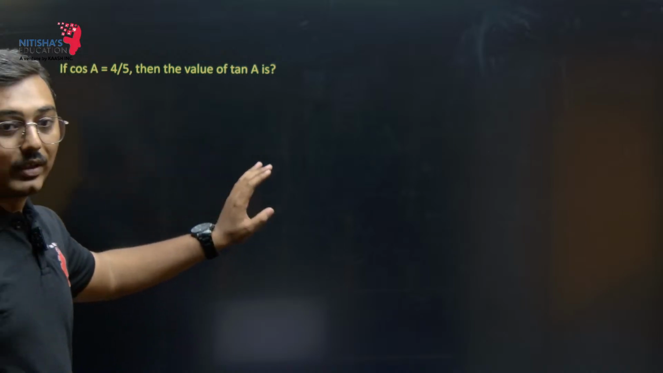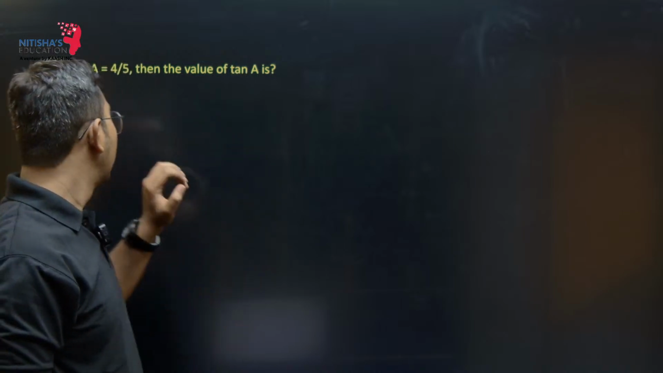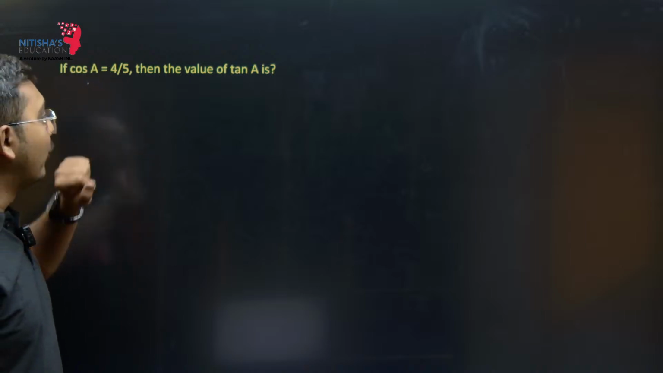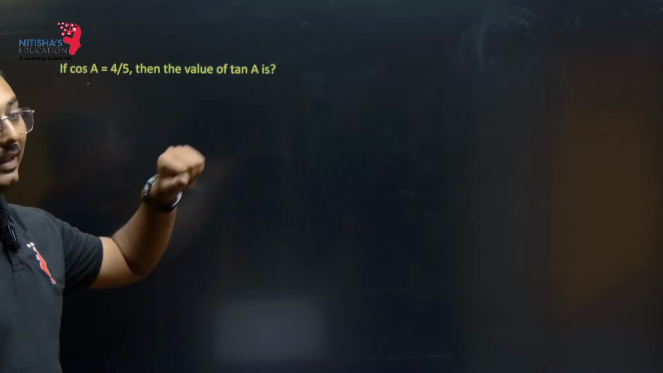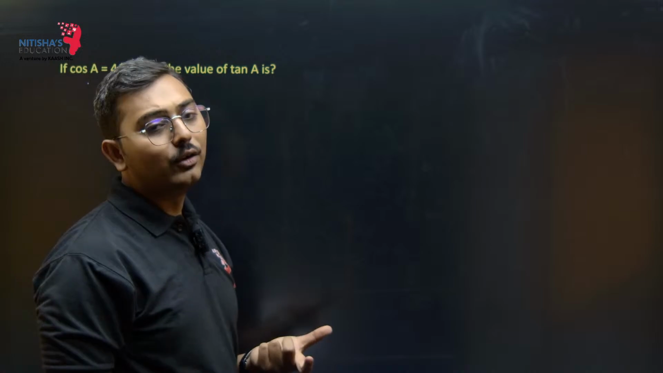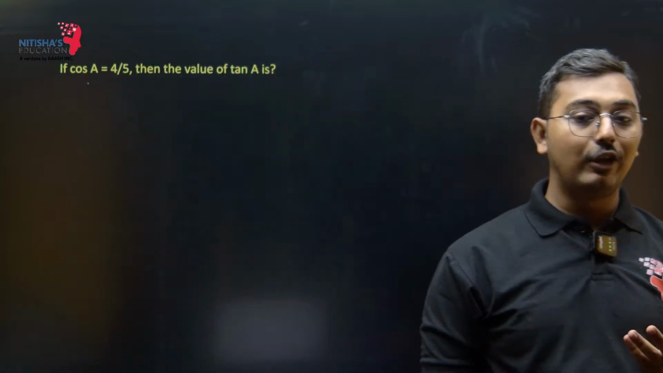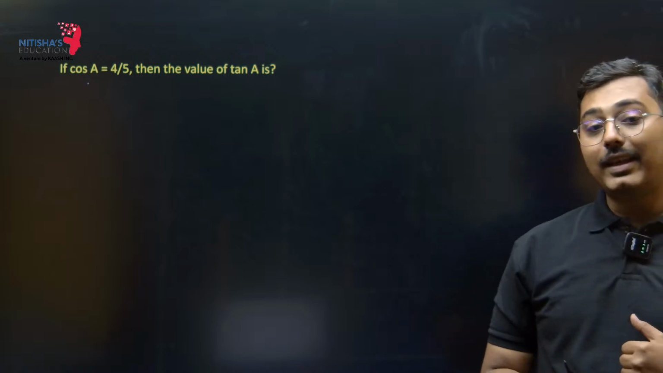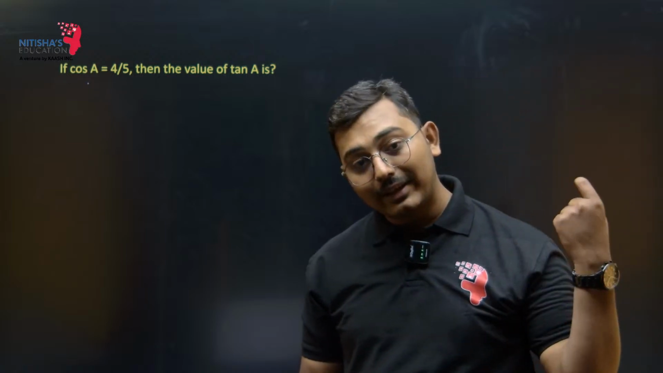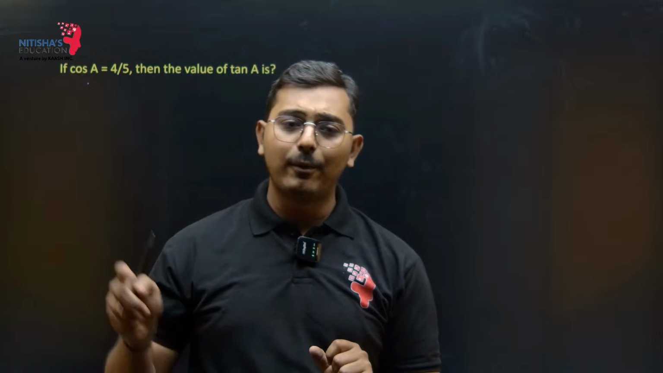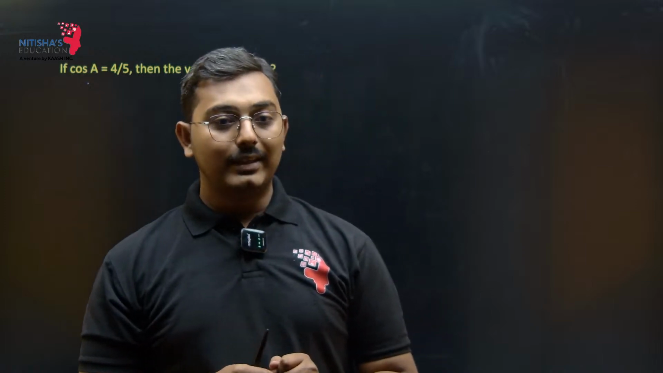Now, next. Questions from this. If cos A is 4 by 5, then what is the value of tan A? Just one trigonometric ratio is provided to us, 4 by 5. Then how will you find the value of tan A? Now, I say that you will be able to find all the other 5 trigonometric ratios with the help of this one. It is very simple.